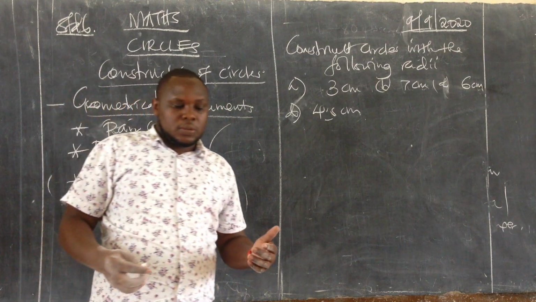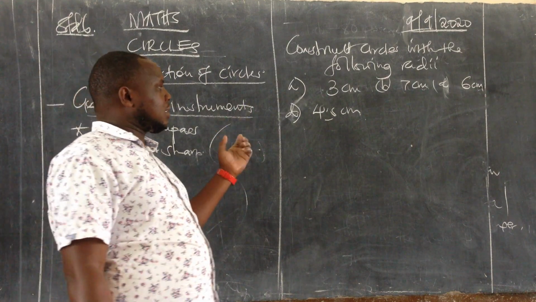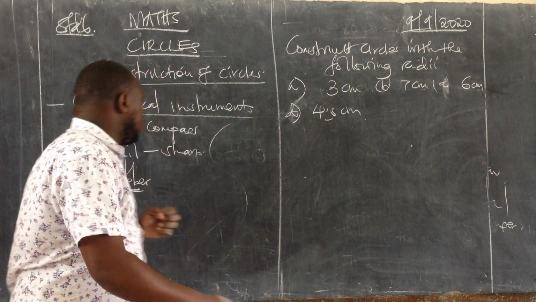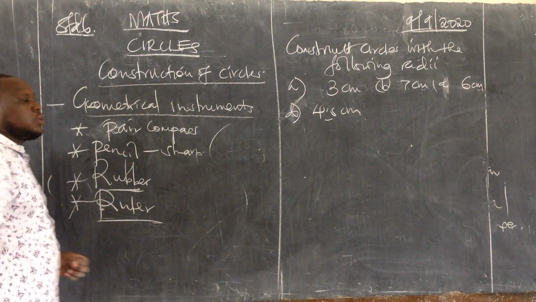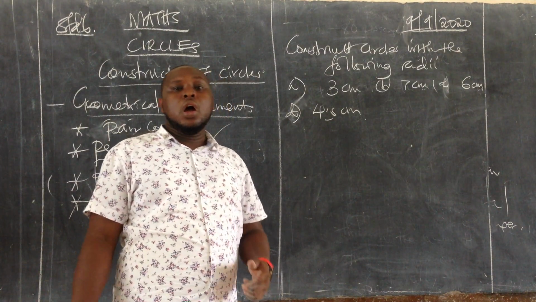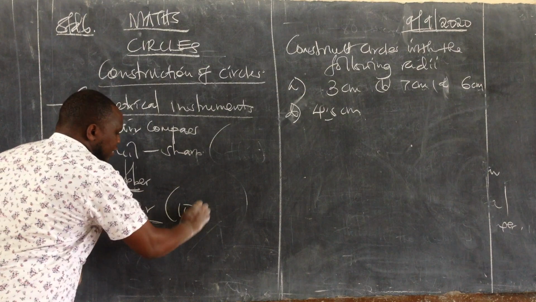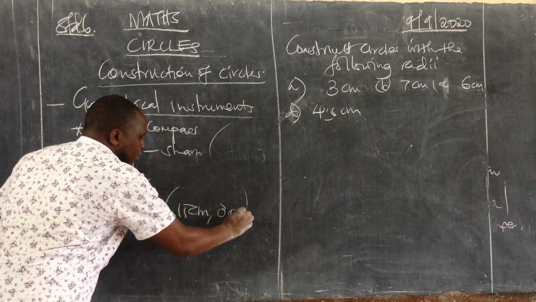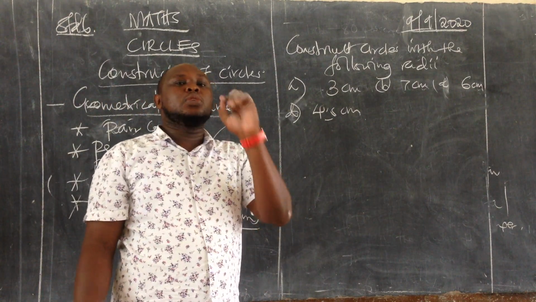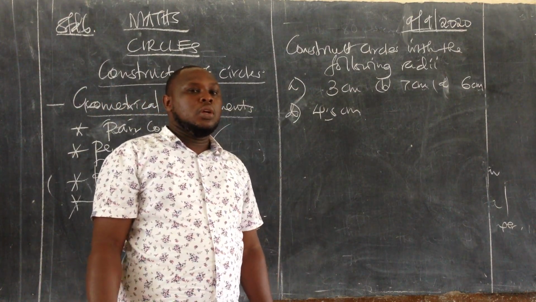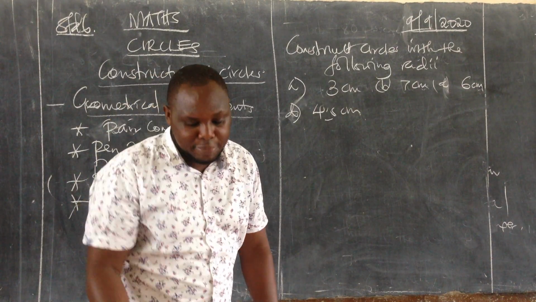So what do we mean by radius? If you want to get a radius to be able to use to construct this, you must also have what you call a ruler. Something I've forgotten, very, very important. You can use a ruler, even a small ruler, that is a 15 centimeter ruler, or that 30 centimeter ruler. These two, and the ruler must be clear. Don't use colored rulers in construction. You must use a clear ruler that will give you the required measurements.